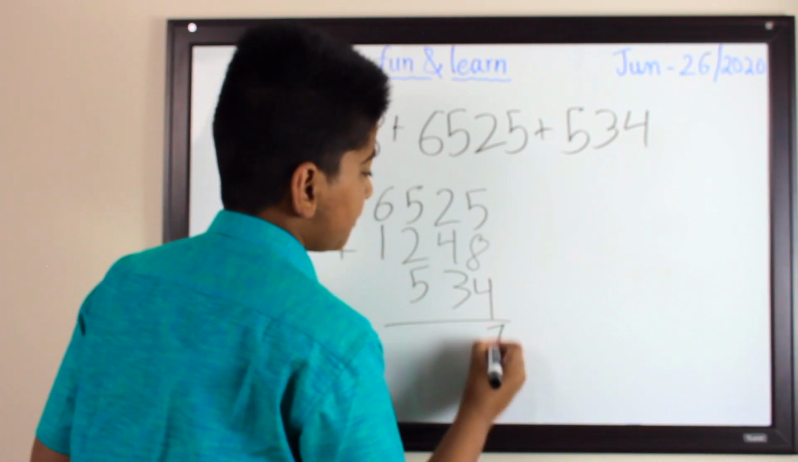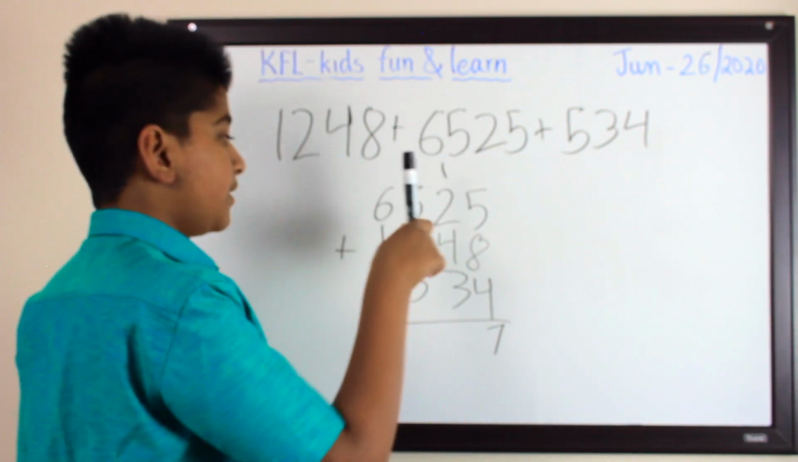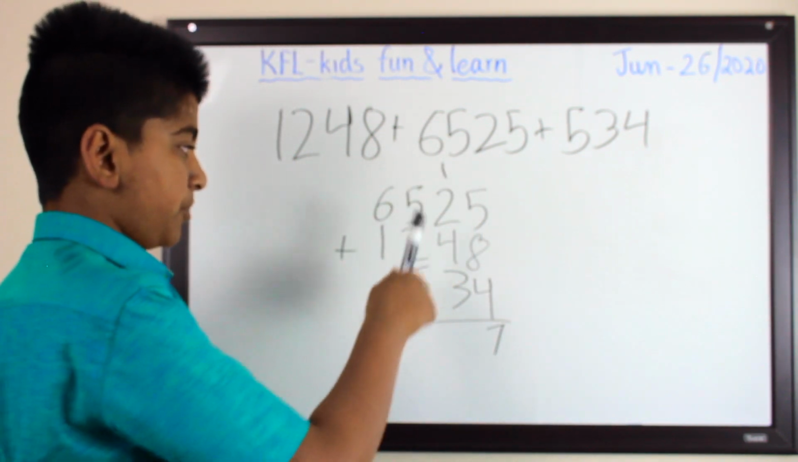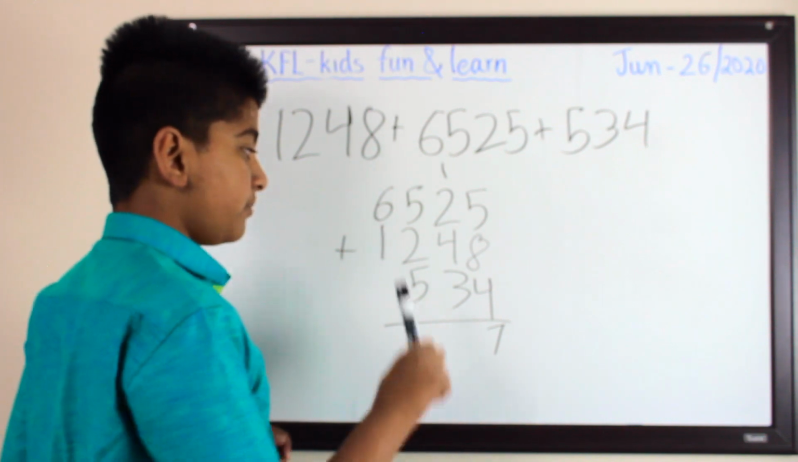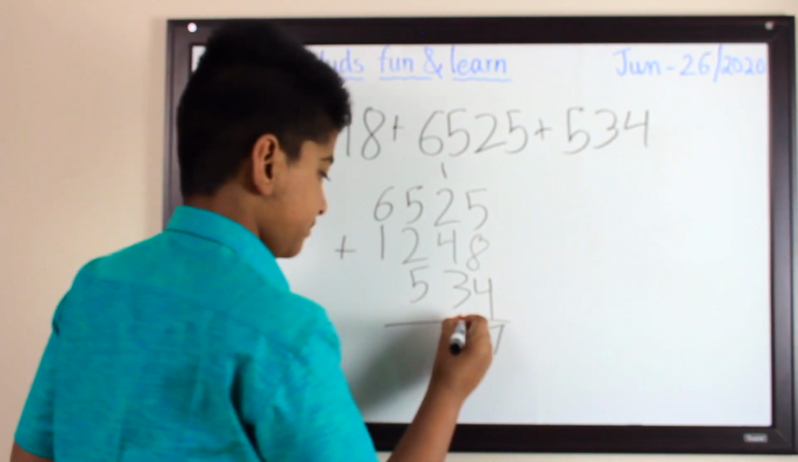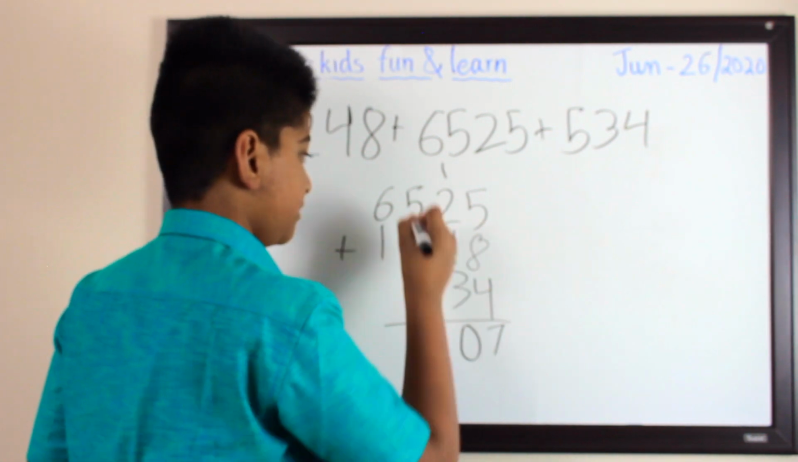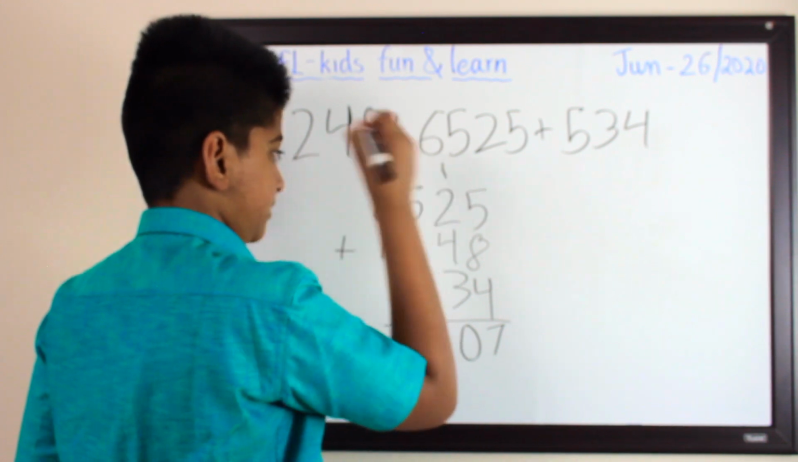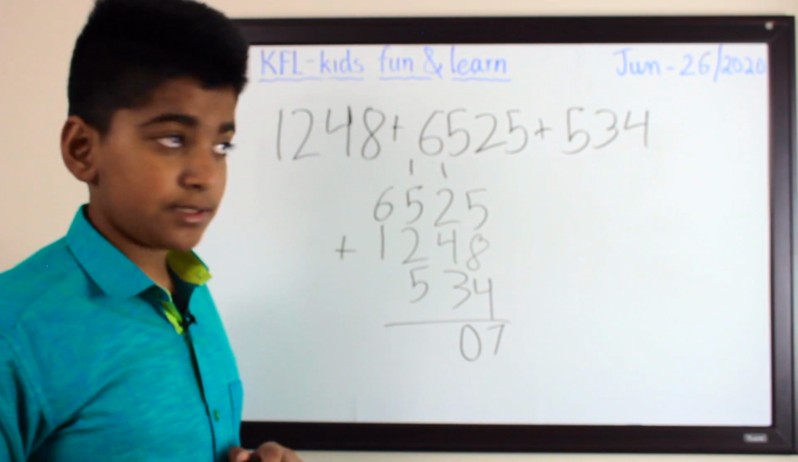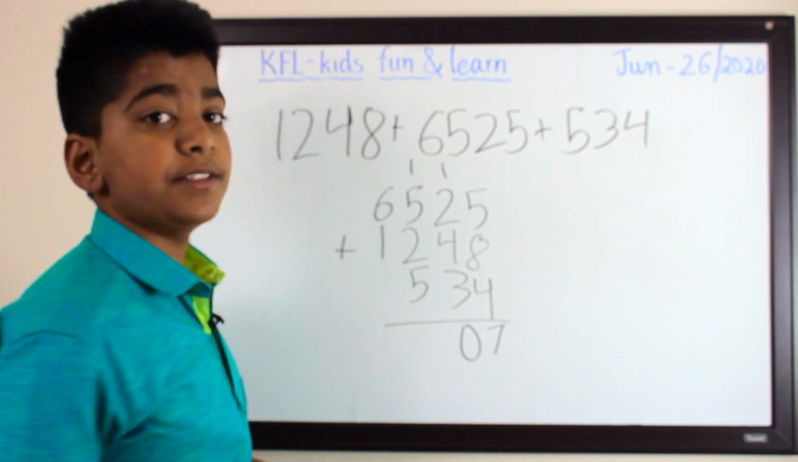7 here, 1 here. 1 plus 2 is 3. 3 plus 4 is 7. 7 plus 3 is 10. 0 here, and 1 here. 1 plus 5 is 6. 6 plus 2 is 8.